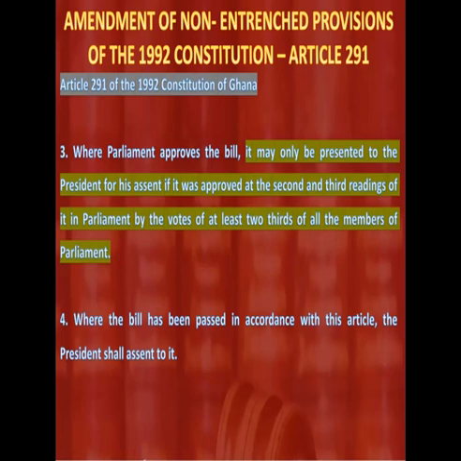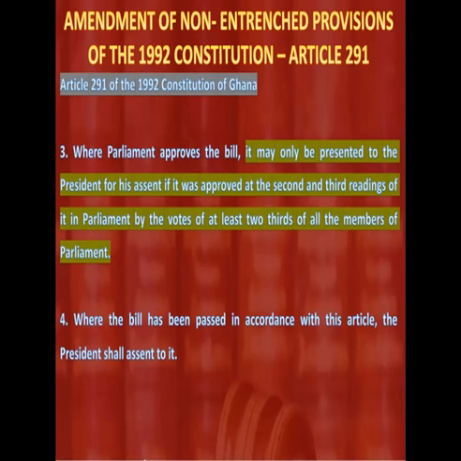Then after the approval at the second and third readings, what happens next? If you read Article 291, Clause 4, it says that where the bill has been passed in accordance with this article, the President shall assent to it. It means that when Parliament, at the second and the third readings, approve of the bill by no less than 2/3 majority, they must now present it to the President and he must assent to the bill.